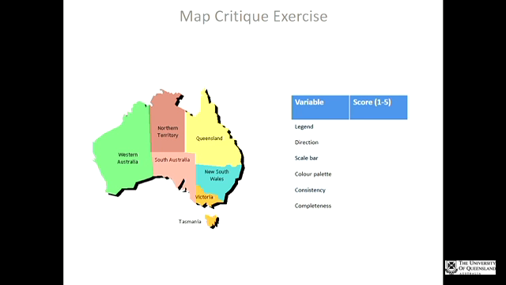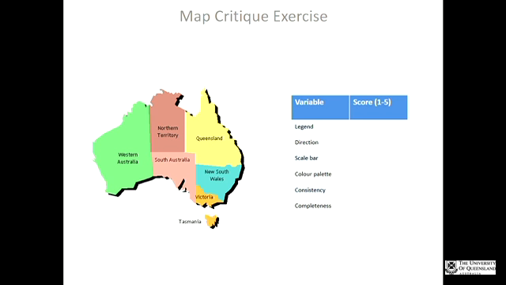What about this one? Legend? No, it doesn't, although it does have the names of the states. In some ways, that's another way you could represent this. It does have some information, in place of a legend, so I think that's probably okay. It is missing ACT, so it's not a complete map. So completeness, dodgy; legend, maybe okay.